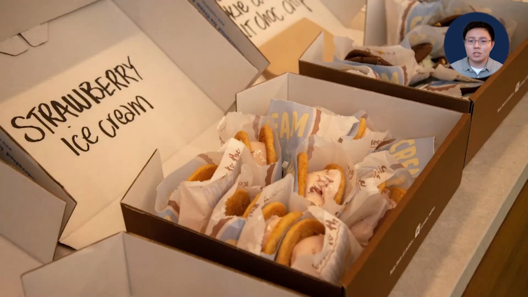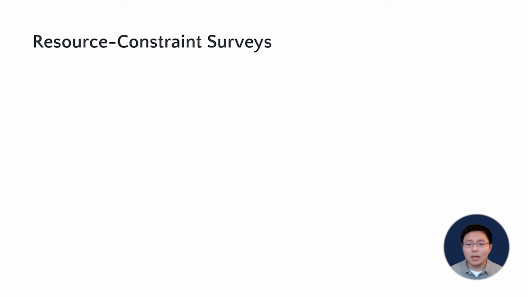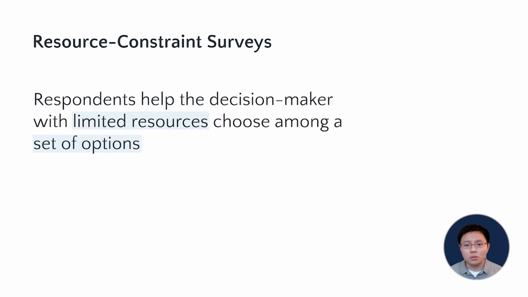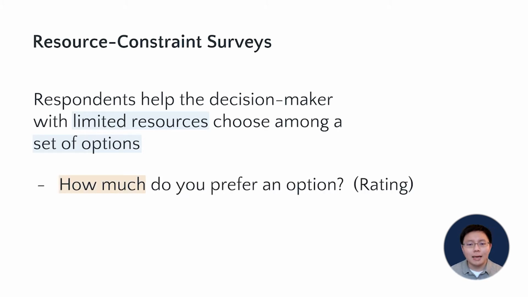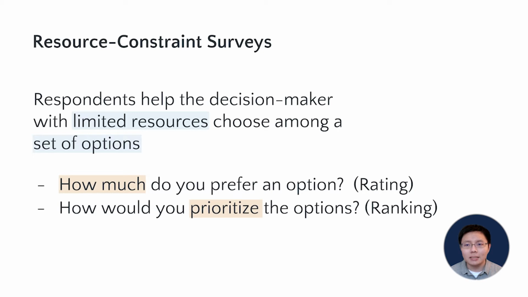Assume that I own an ice cream shop, and I can produce a limited number of ice cream flavors to sell. Of course, I want to produce what my customers want. What should I do? Like many decision makers, when facing resource-constrained scenarios, I want to understand, first, how much people prefer each option, and second, how would people prioritize the options.